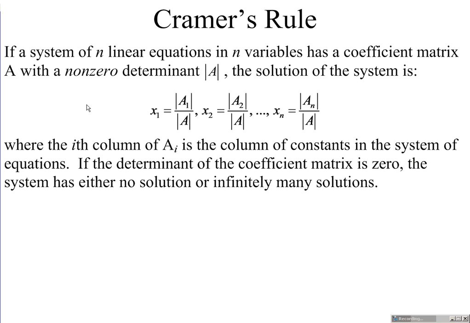Notice in our formulas here, our x1, x2, xn are whatever different variables we might be solving for. Let's say x, y, z, or x, y, z, w, or a, b, c, it doesn't matter the variables. And notice that for each one, this bottom determinant is always the same. So once we evaluate it for one of the variables, we're going to know that value. We don't need to go and do it over again.